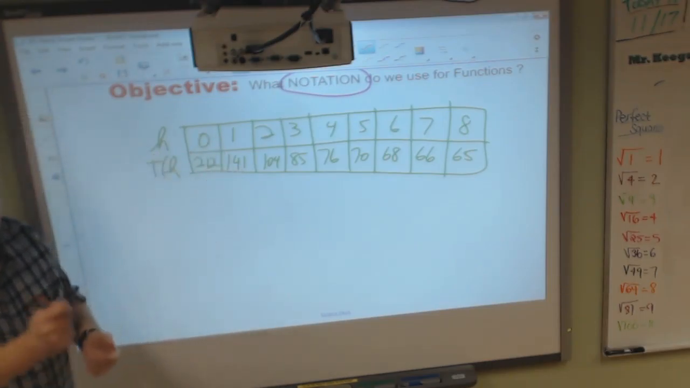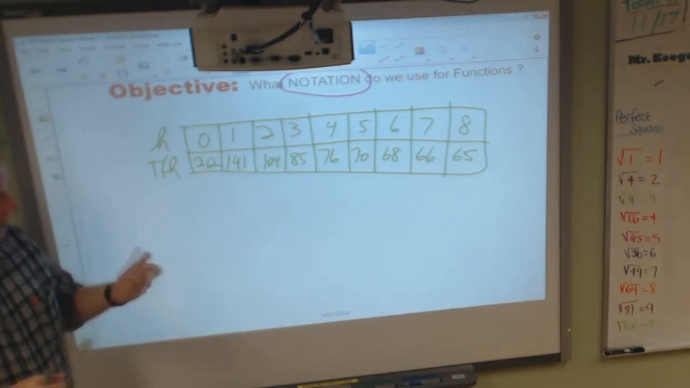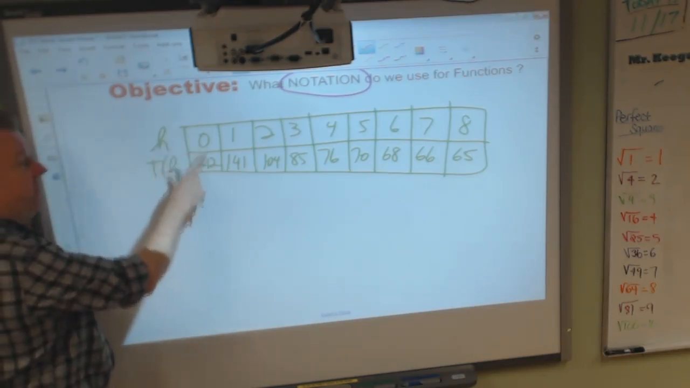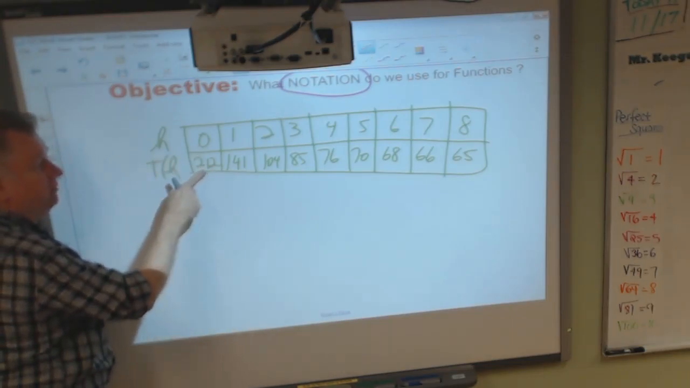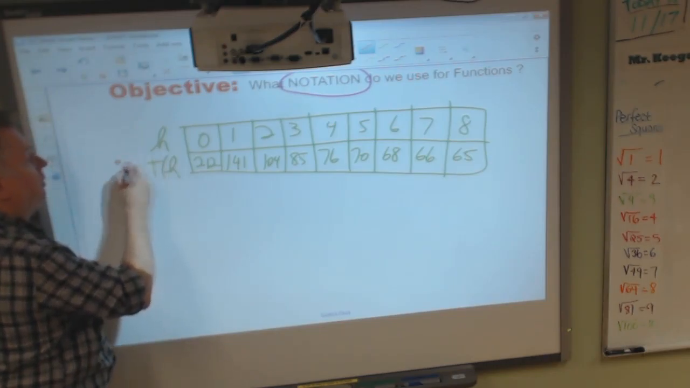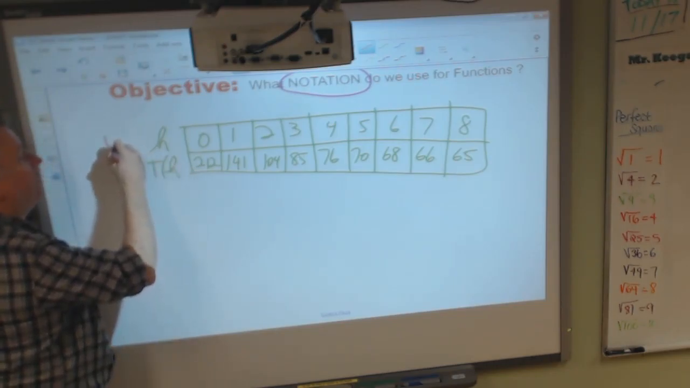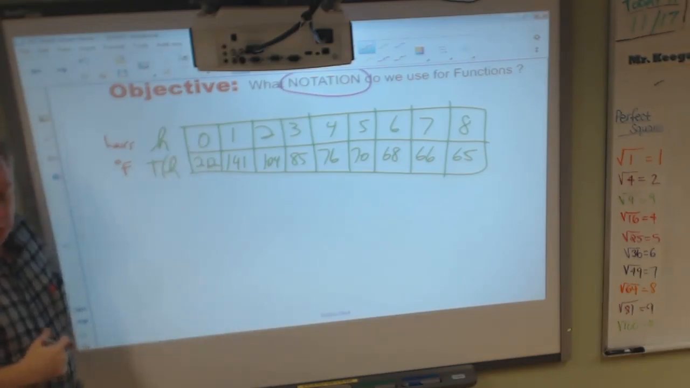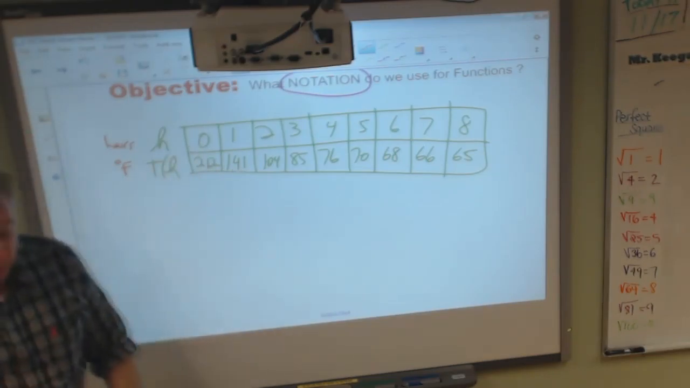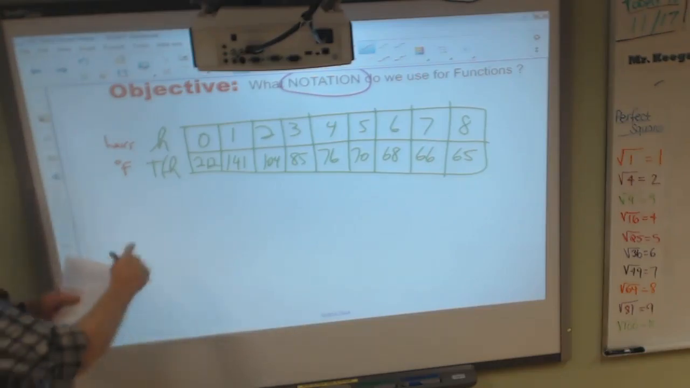Every hour, they stick a thermometer in there and measure the water. So as time goes on, what do you think is going to happen to the water? It gets cooler. So when they first take it off, in other words, after 0 hours, the temperature is 212 degrees Fahrenheit. This is degrees Fahrenheit, and this is hours. After 1 hour, what's the temperature of the water? 141.